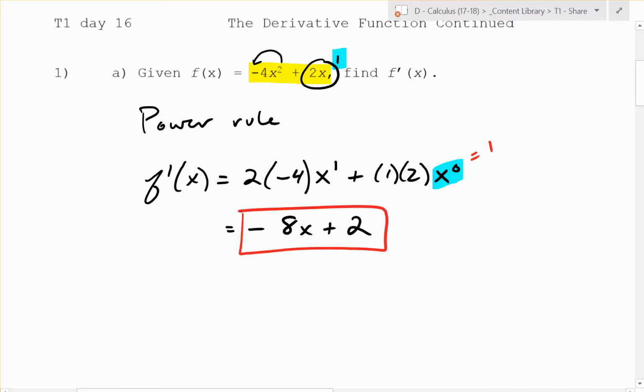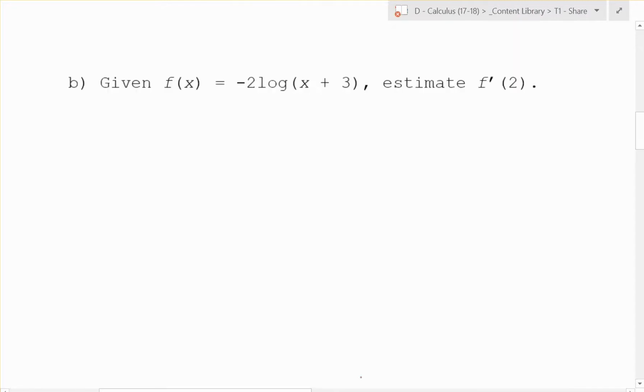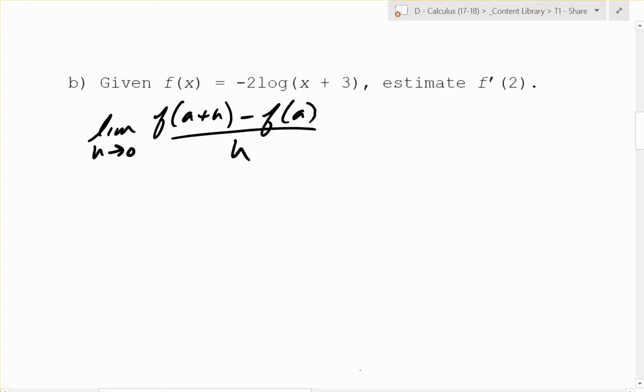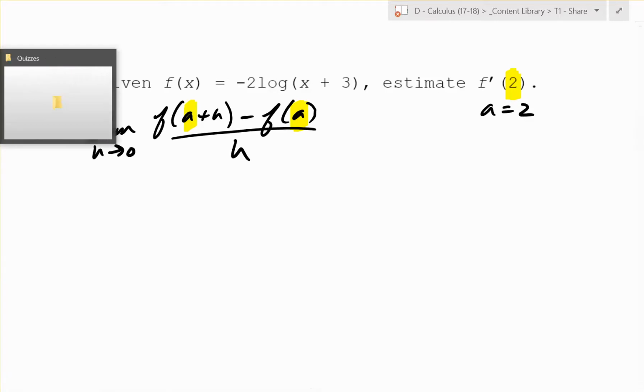So if we wanted the instantaneous rate of change of this function at any x value, you just plug it into the derivative function. We don't have a rule like the power rule for logs, so we will have to use the difference quotient. As I've tried to emphasize, please make sure you write down the difference quotient to begin with. And now we know that a is going to be equal to 2. There's our a value right there. So a value's there and there. So what do we end up with? We end up with that.